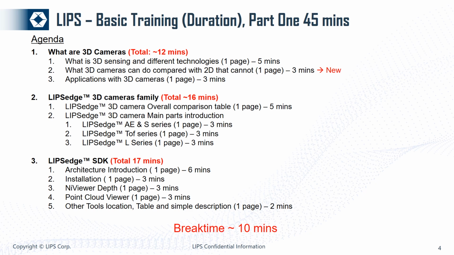Chapter 2, LIPS Edge 3D cameras family: LIPS Edge 3D cameras overall comparison, LIPS Edge 3D cameras main parts introduction, LIPS Edge AE and S series, LIPS Edge M3 and DL series, and the LIPS Edge L series. Chapter 3, LIPS Edge SDK covering architecture introduction, the location of the LIPS Edge SDK, where it can be downloaded for the installation, NI Viewer for depth, Point Cloud Viewer, other tools location, and a table for a simple description.